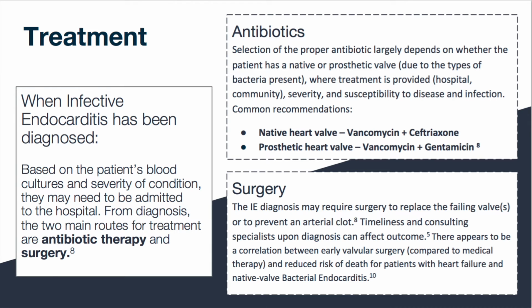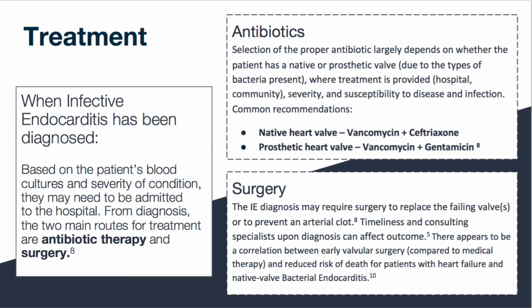Once infective endocarditis has been diagnosed, they will assess the patient's blood cultures and severity of condition, and may decide that the person needs to be admitted to the hospital. But from diagnosis, two main routes will be used for treatment, and those are antibiotic therapy or surgery.